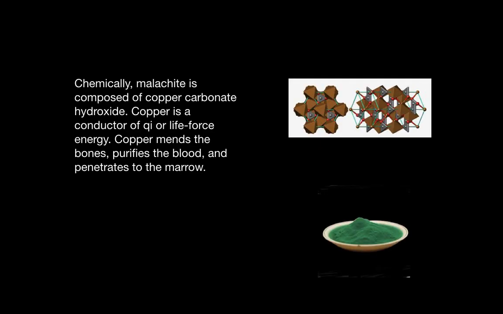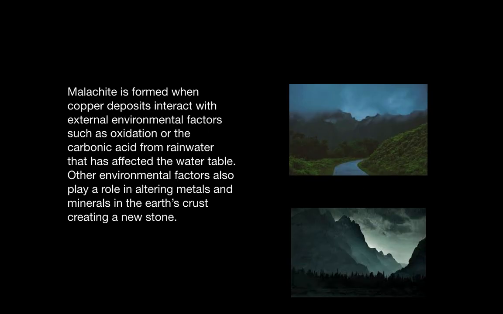Chemically, malachite is composed of copper carbonate hydroxide. Copper is a conductor of qi. Copper also mends the bones, purifies the blood, and penetrates to the marrow. Malachite is formed when copper deposits interact with external environmental factors, such as oxidation or the carbonic acid from rainwater that has affected the water table. Other environmental factors also play a role in altering metals and minerals in the Earth's crust, creating a new stone.